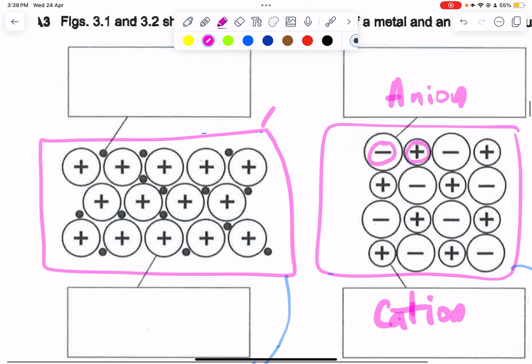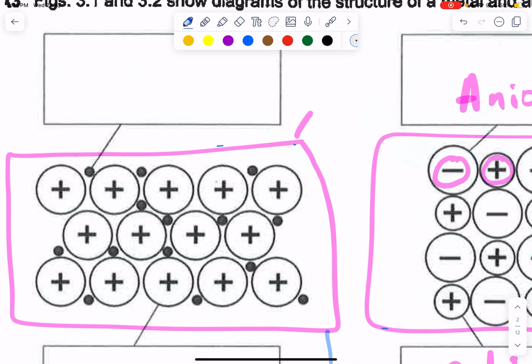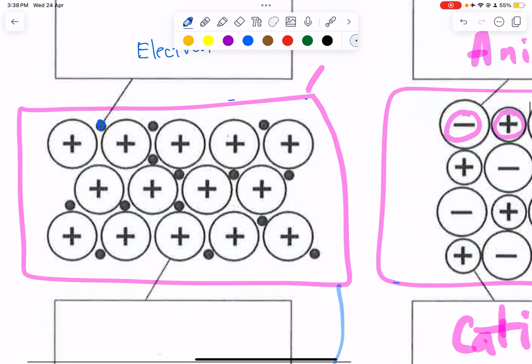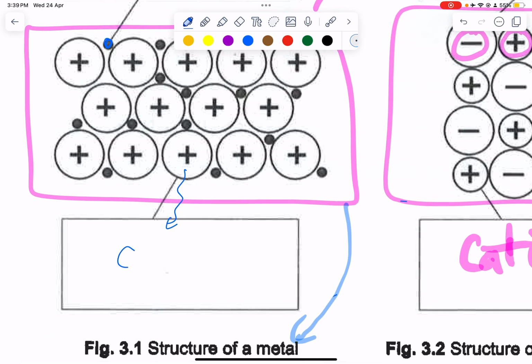Now the other side over here, because it's a metallic bond, this small little circle actually represents my delocalized electron or free electrons, and the positive here actually represents my cation or my positive ion.